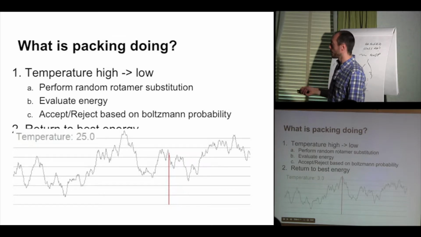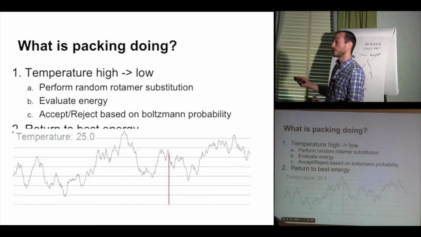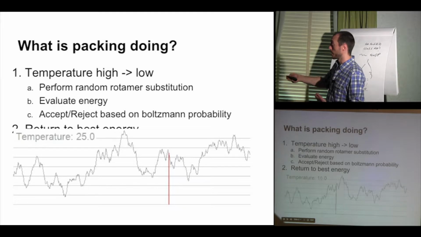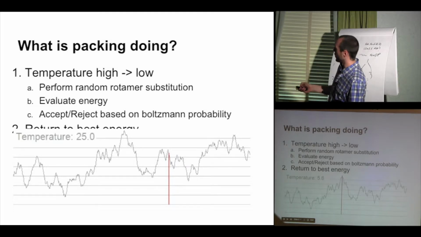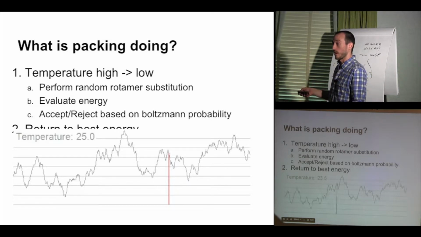So with simulated annealing, you start with a relatively high temperature. What temperature allows you to do is accept changes, so conformational changes, Rotamer substitutions, that are of higher energy. The higher the temperature, the more likely you are to accept a Rotamer switch that increases your energy. Then, as you continue the simulated annealing trajectory, you start lowering the temperature, and this makes it less probable that you accept a high energy Rotamer switch.